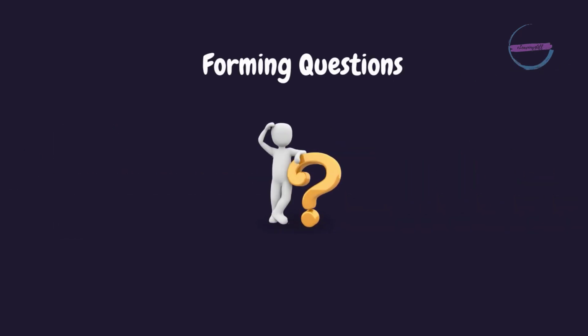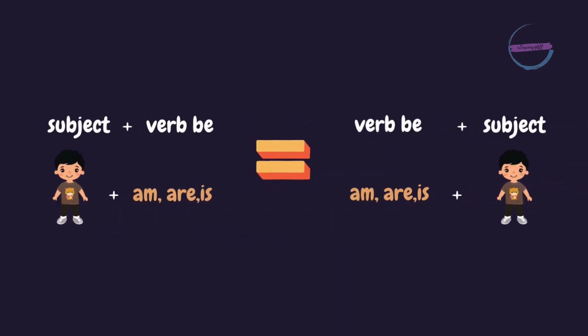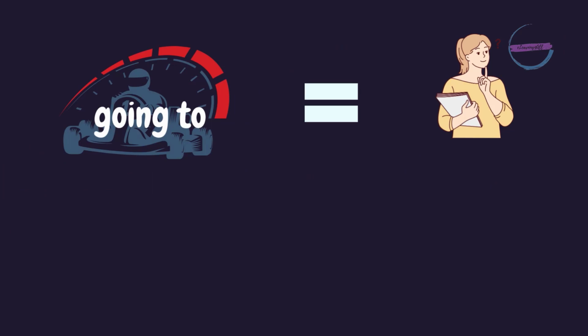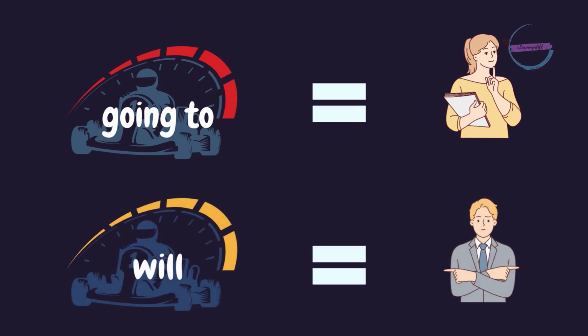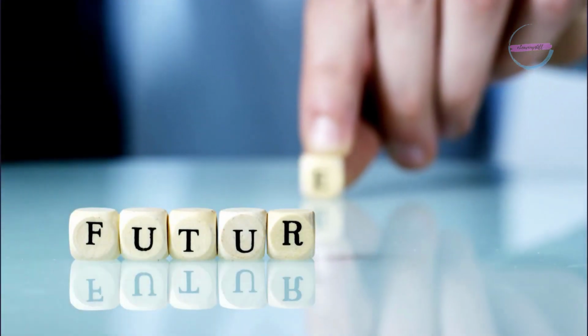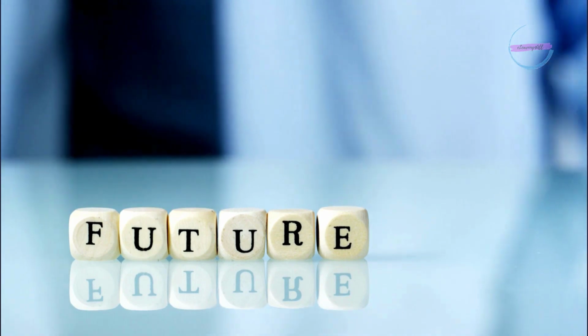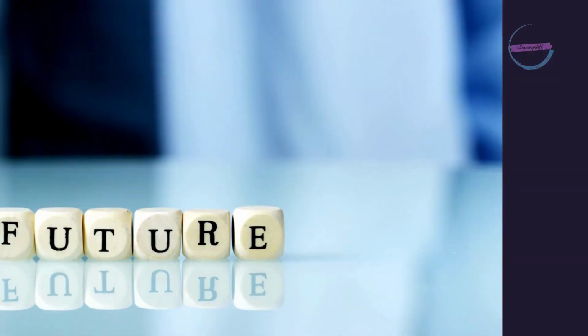5. Forming questions. You can also use going to form questions about future plans or predictions. Don't forget to invert the order of verb be in the sentence. For instance, are you going to the party tomorrow? It's important to note that going to is used for future events that are more planned, certain, or based on evidence, while will is often used for more spontaneous or less certain future events. Both are valid ways to express the future in English, and choosing between them often depends on the context and your certainty about the event.